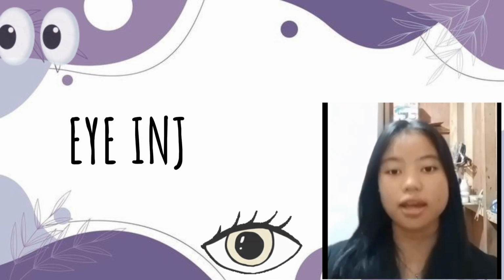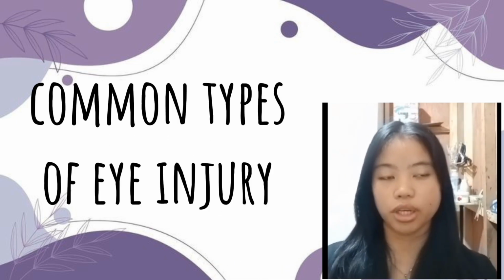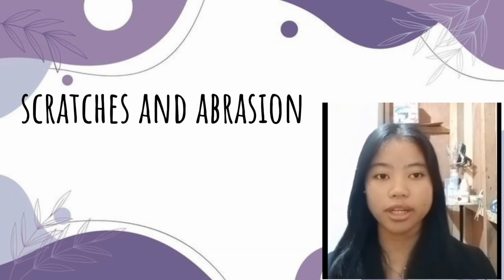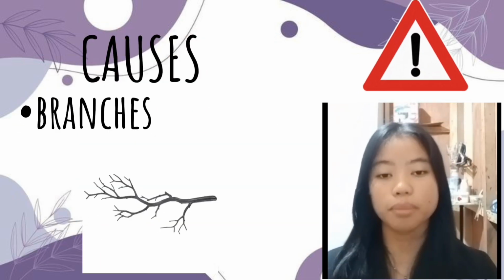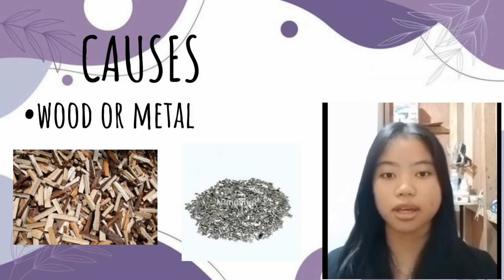Second is eye injury. There are some common types of eye injury, which are scratches and abrasions, from fingernails or tree branches, or small pieces of grit, wood, or metal getting in the eye.